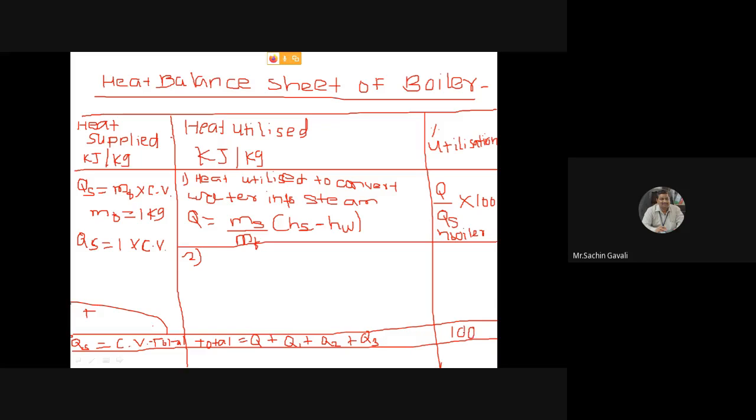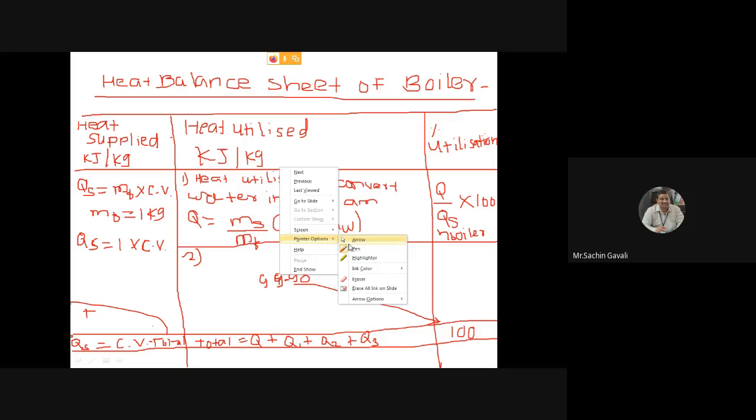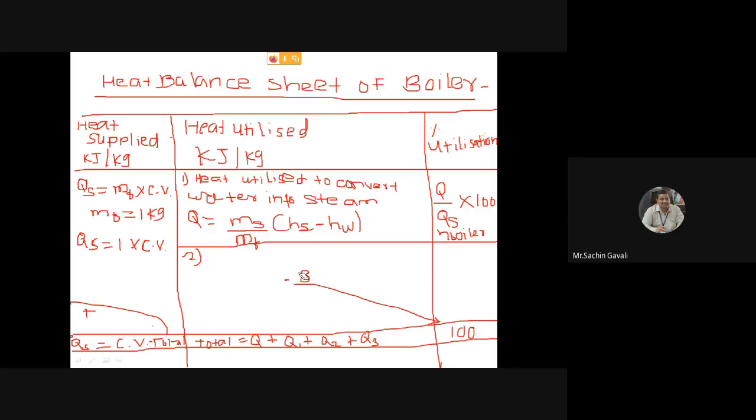Now in calculation, though your answer is coming as 99.98, what should we write? We should always write 100. Though you are getting 99.98, we still write 100 because it is a heat balance sheet. All the heat percent utilization should equal 100. Everything gets balanced. Therefore, we should not write 99.98; you should always write 100.